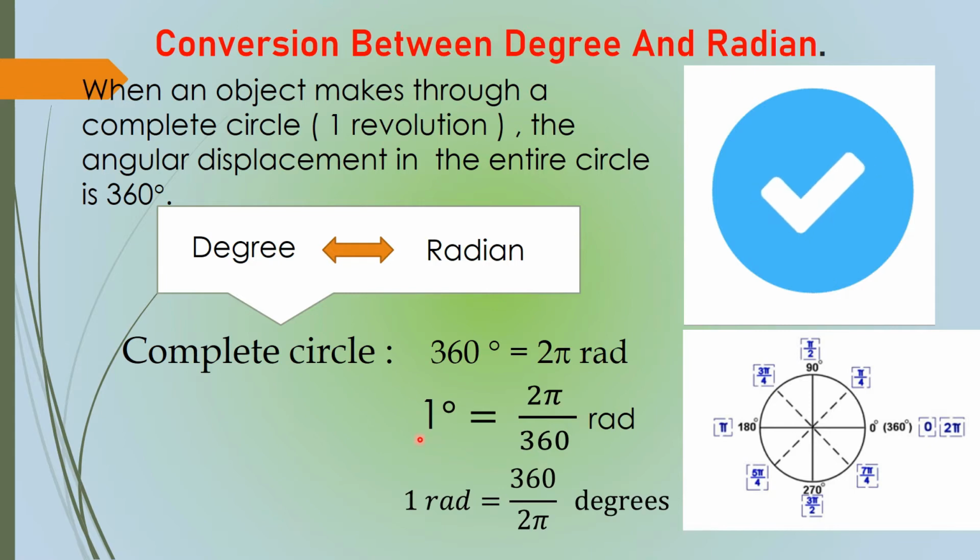Then when it comes to conversion from degree to radian, 1 degree is equal to 2 pi over 360 radians. And from radian to degree, 1 radian equals 360 over 2 pi degrees.